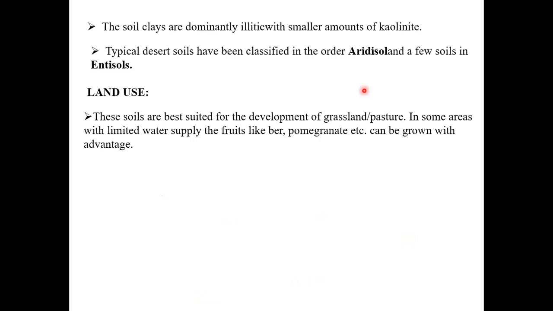Mostly you can see these in arid soils, and some you can also expect in NT soils. This type of desert soil is mostly used only for grassland and pasture. In some areas we can grow some crops; hardly, we can grow some ber and pomegranate. Up to only this type of ber and pomegranate we can grow. Grassland pastures we can grow with some advantage. By growing some ber and pomegranate, we can get some sort of advantage. We can get some yield by growing these crops. This is regarding the desert soils.